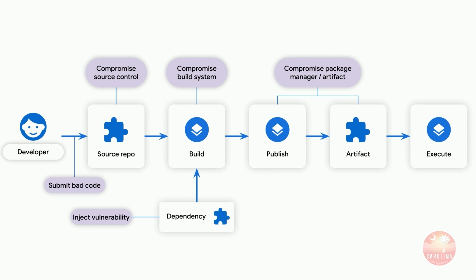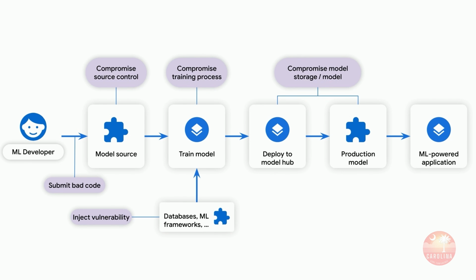So these two words are very similar from the point of view of the pipeline. And if we look at the compromise risks for traditional software, inject vulnerabilities, submit bad code, compromise the build system, and so on, we see that they are the same for AI. You can submit bad model code, or you can submit bad data.